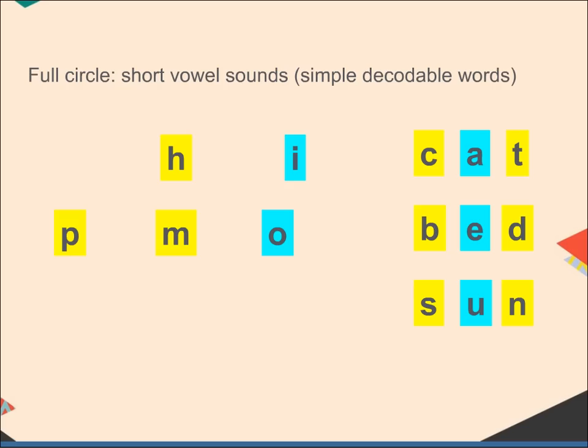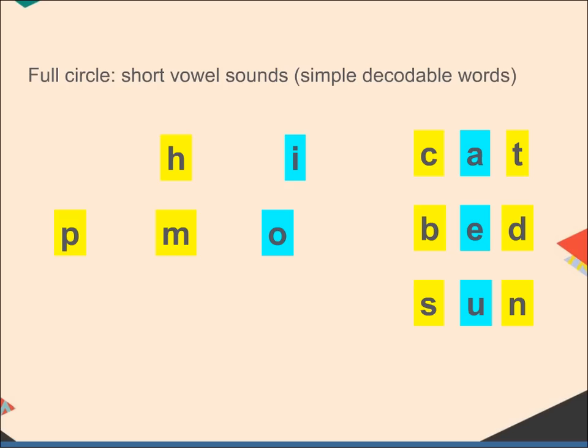You can immediately see pot, him, net, bad, mat, pet, and so on. So this is why we don't teach the letters in alphabetical order. Although with older children, I see nothing wrong with that because they already have that information.